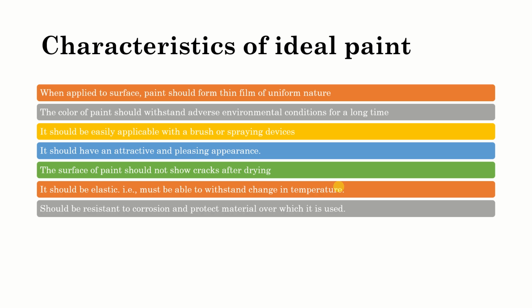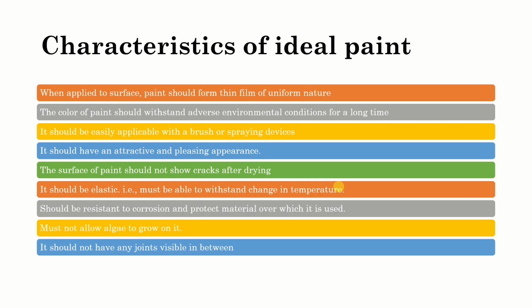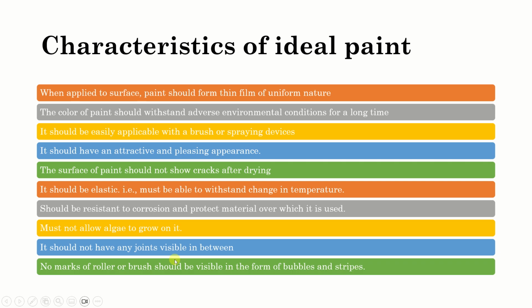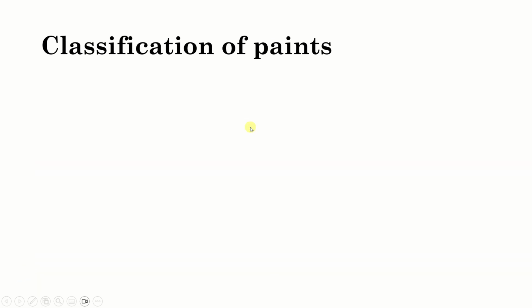It should be resistant to corrosion and protect the material over which it is used. It must not allow algae to grow on it. It should not have any joints visible in between. No marks of roller or brush should be visible in the form of bubbles and stripes. If you see all these properties, you can say that it is ideal paint.